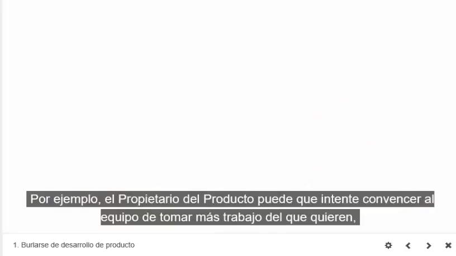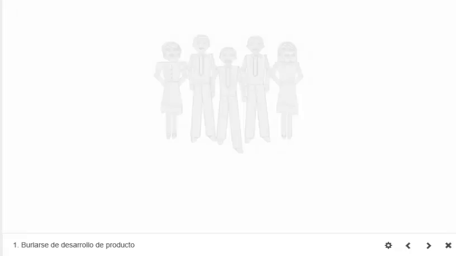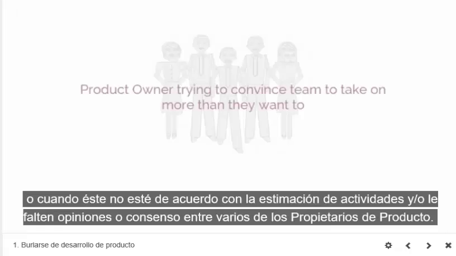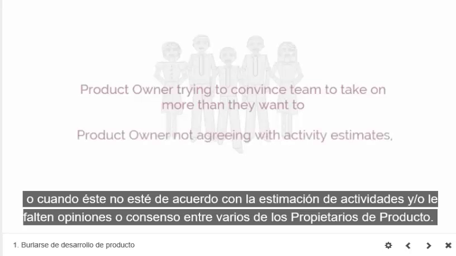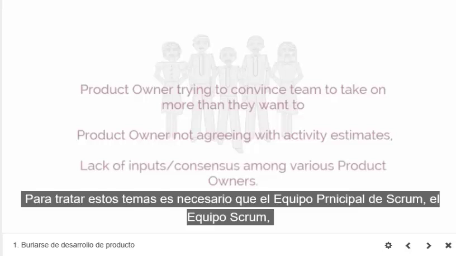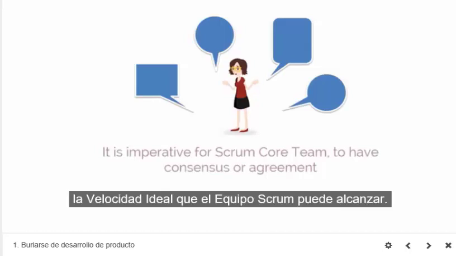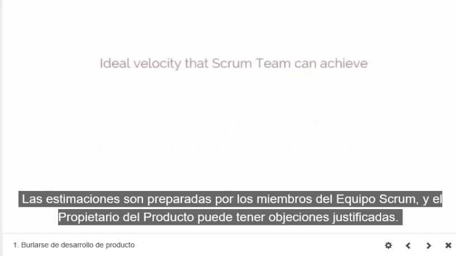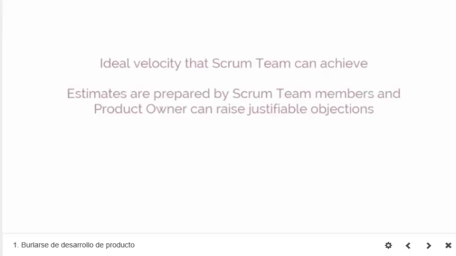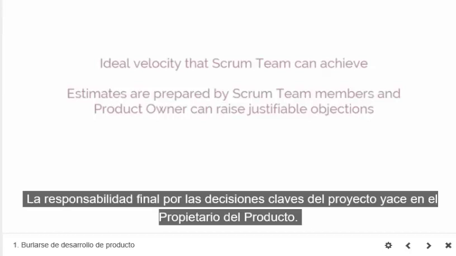Here also you will find certain issues cropping up, such as the product owner trying to convince the team to take on more than they want to, the product owner not agreeing with activity estimates, and/or lack of inputs or consensus among various product owners. To address these issues, it is imperative for the Scrum core team, i.e. Scrum team, Scrum Master, and Product Owner, to have consensus or agreement on the following. Ideal velocity that the Scrum team can achieve. Estimates are prepared by the Scrum team members and the Product Owner can raise justifiable objections.